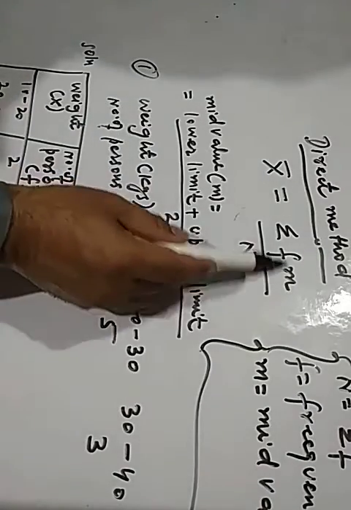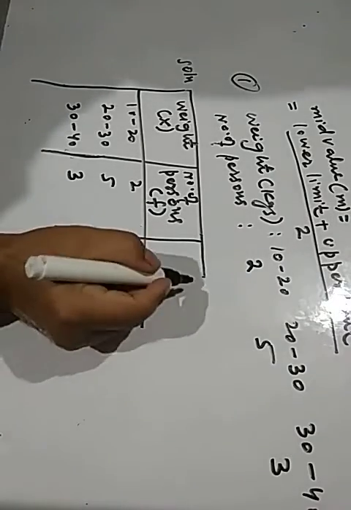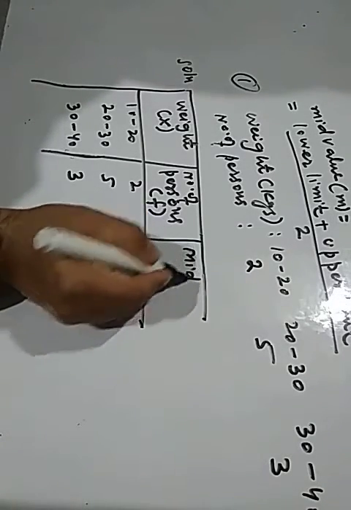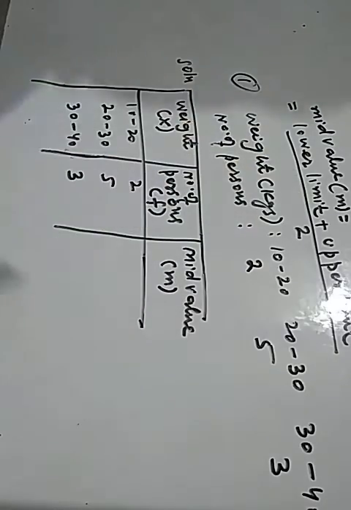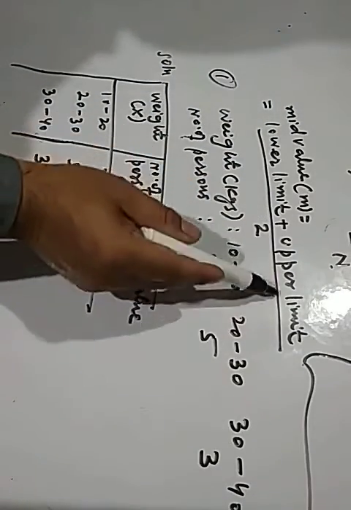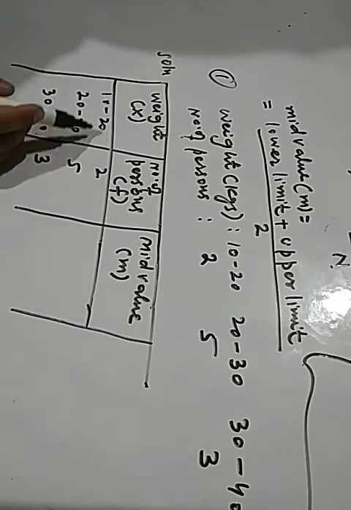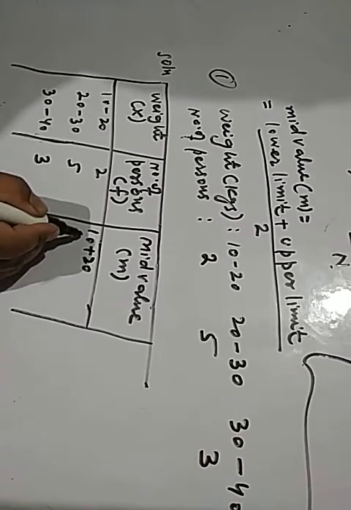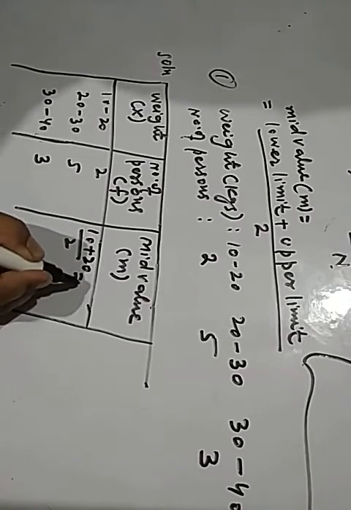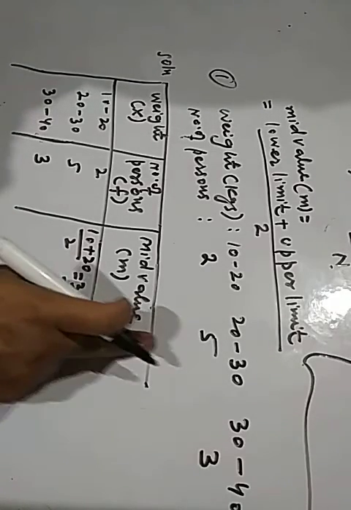According to the formula, now we have to calculate mid value. Frequency is given. Now we have to find mid value. And formula for mid value is given here as lower limit plus upper limit divided by 2. Now it will be equal to 10 is lower limit, upper limit is 20, divided by 2, it will be equal to 30 divided by 2, it will be equal to 15.